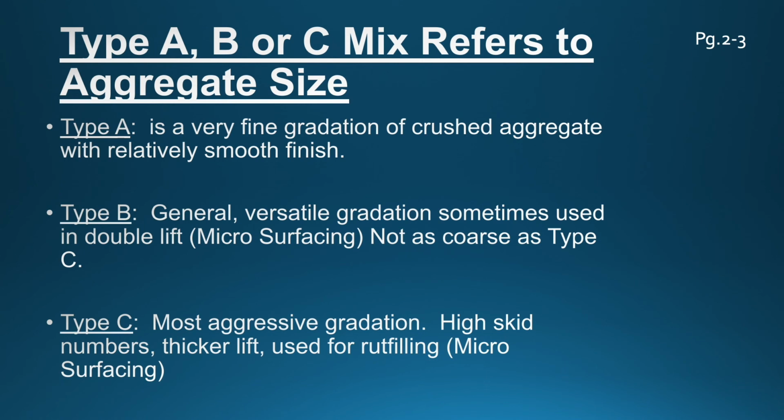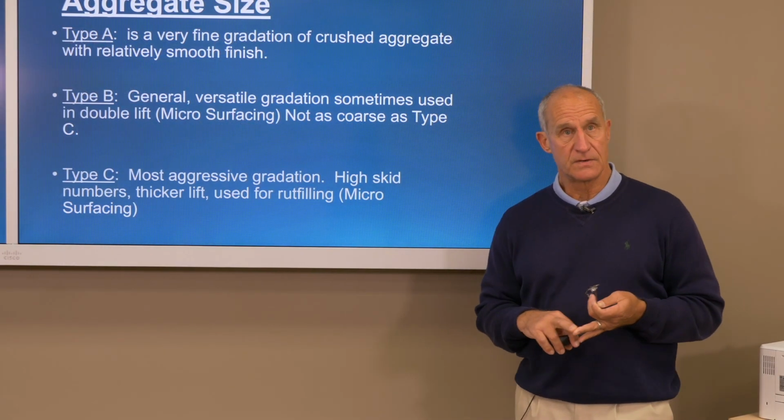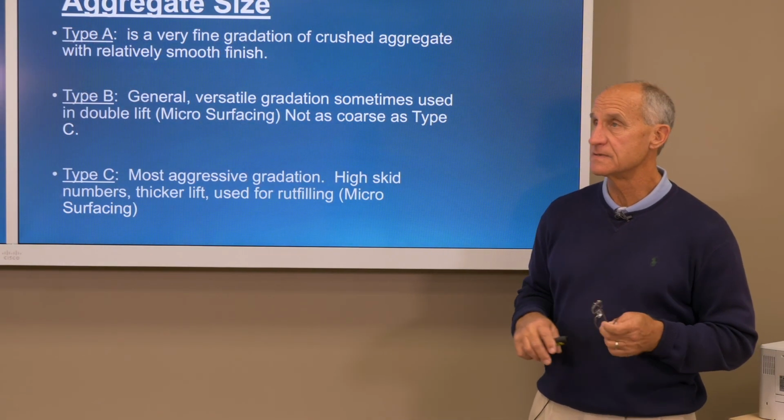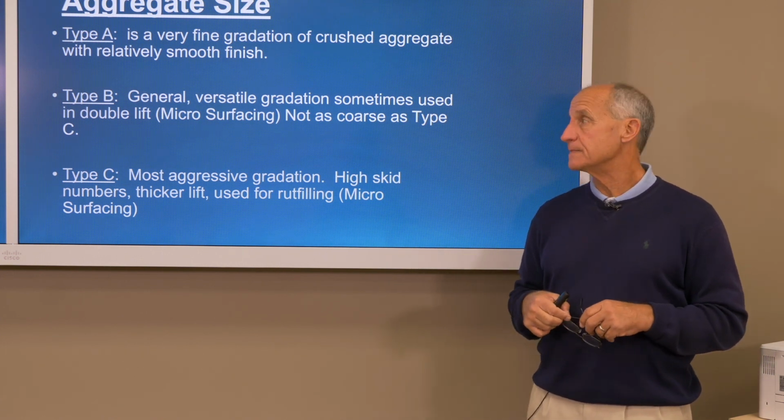The type B is just a general versatile gradation, sometimes used in double lifts when using a microsurfacing. It's a general gradation that's used for a lot of other slurry seal and secondary road slurry seal applications. It's sort of a middle of the road gradation.